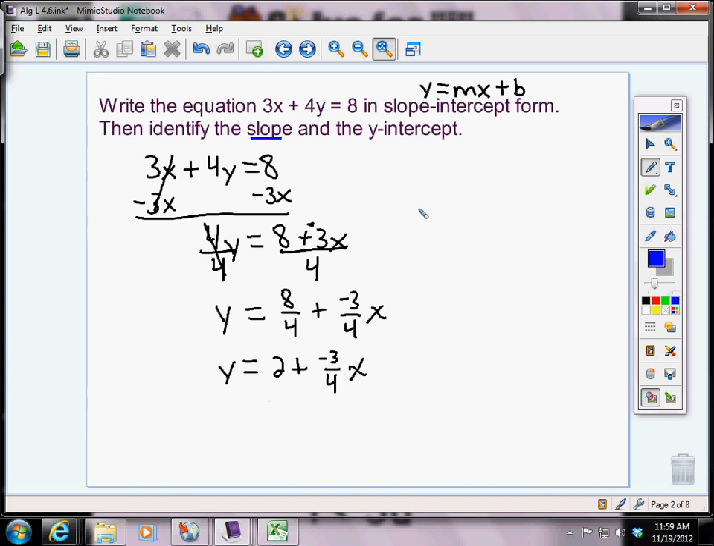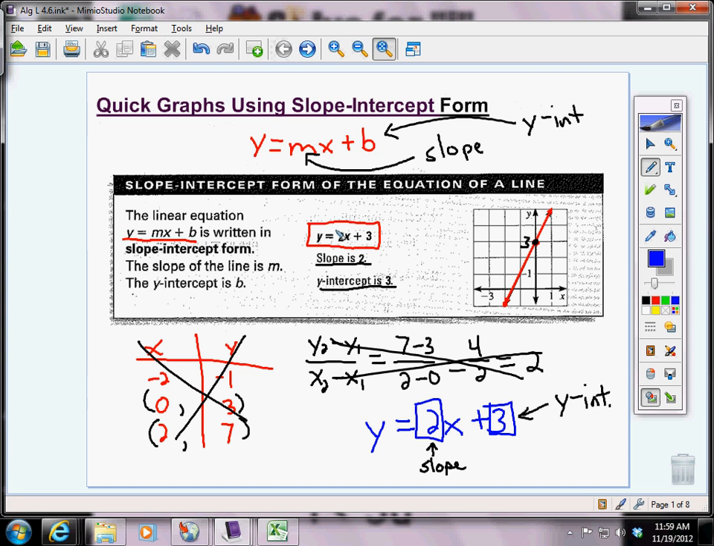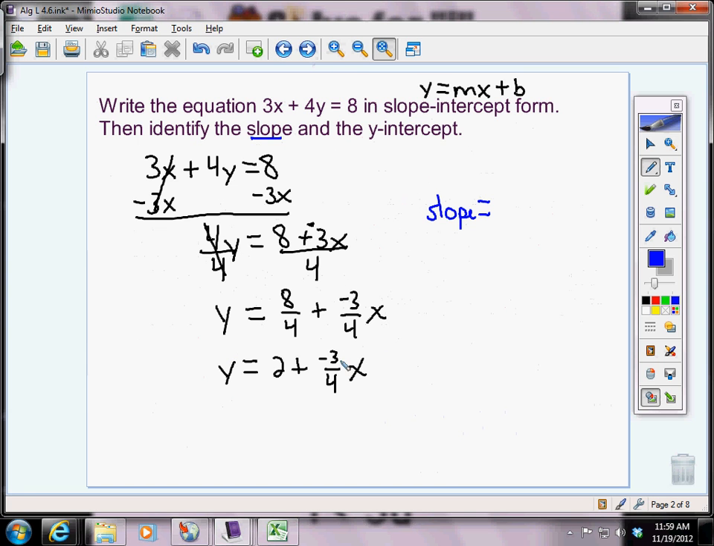It says identify the slope. Remember, our slope is always our coefficient of x. What number is attached to the x? So if you look at this equation here, what number is attached to the x? -3/4.